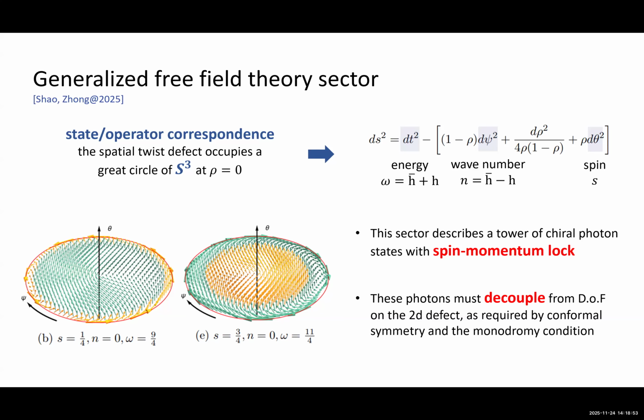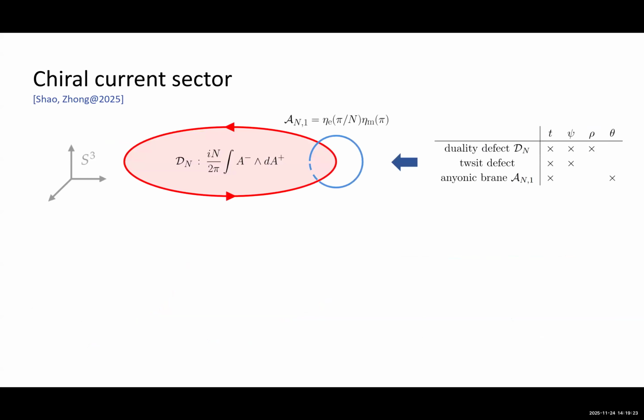And the second, these phonons have to decouple from whatever local degrees of freedom you had on the twist defect. That's a strong constraint from the two simple conditions that we started with. That is, first, we are looking at a conformally invariant twist defect, and the second, this twist defect is attached to a symmetry defect that implements electromagnetic duality. So that's a really non-trivial consequence.